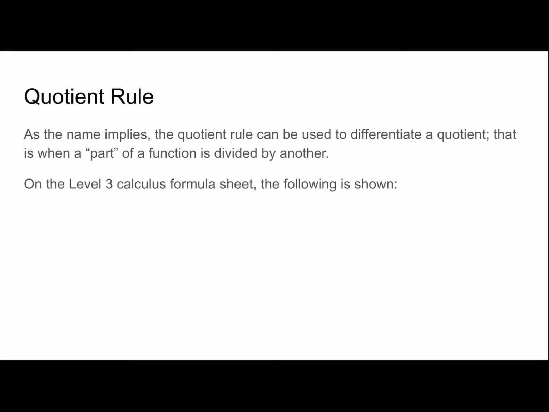On the Level 3 Calculus formula sheet, the following is shown. The derivative of f over g, dash, is equal to g times f dash minus f times g dash, over g squared. f and g are parts of a function of a variable.